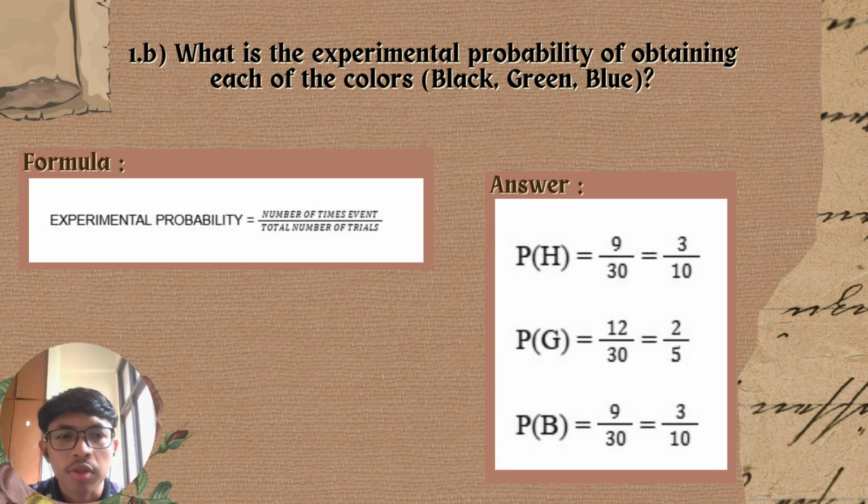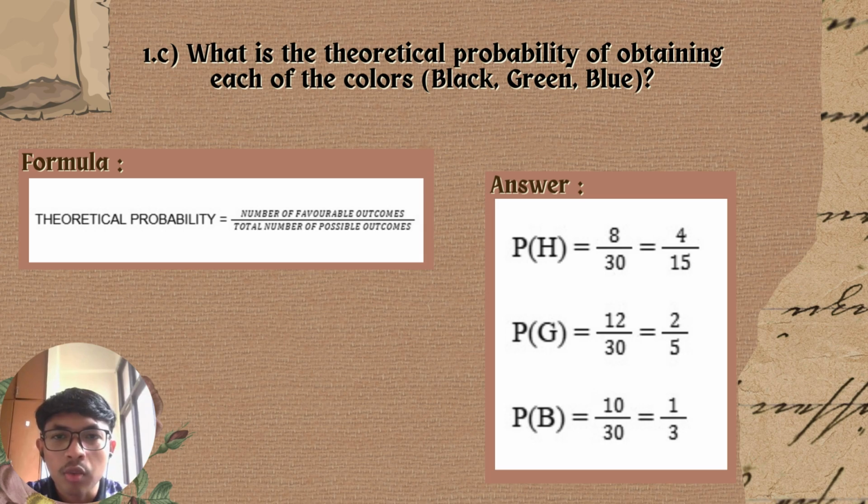For question B, what is the experimental probability of obtaining each of the colors black, green, and blue? The formula we use to calculate experimental probability is number of times the event occurs divided by total number of trials. So, experimental probability for black marble, we get 3 divided by 10. For green marble, we get 2 divided by 5. And for blue marble, we get 3 divided by 10.